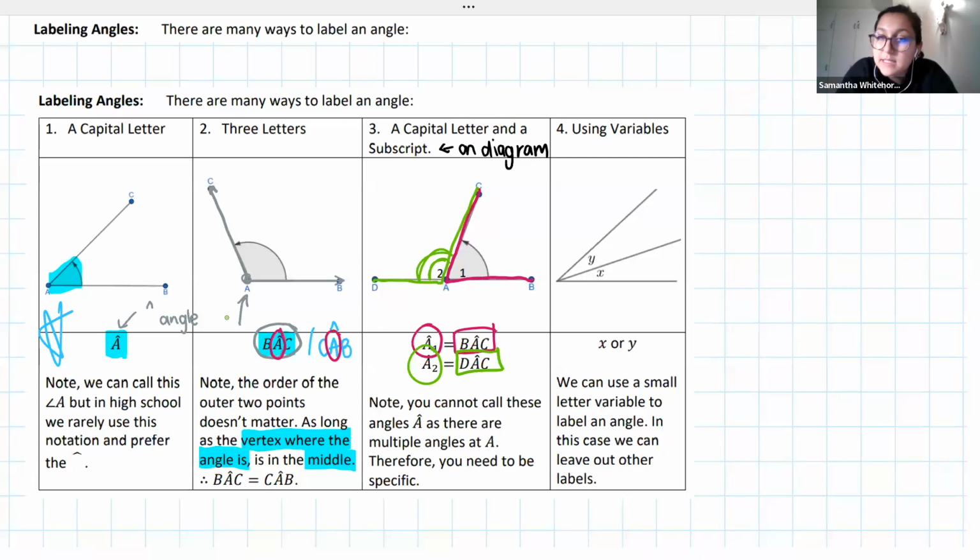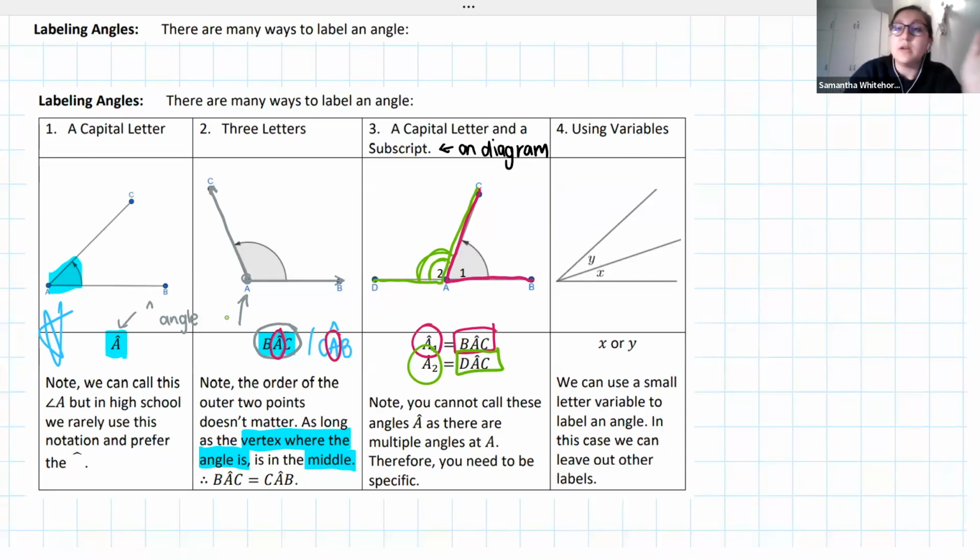Okay, Joshua, you can't say ABC. Remember, the point where the angle is must be the angle in the middle. So the A has to be in the middle. You either say BAC or CAB, but A has to be in the middle. Okay, because that's the point where the angle is. So again, guys, if there's little numbers on your diagram, use them. So much easier than the 3-letter one. And it's still a label for an angle.